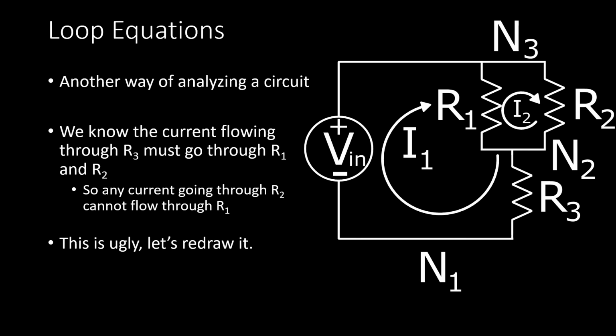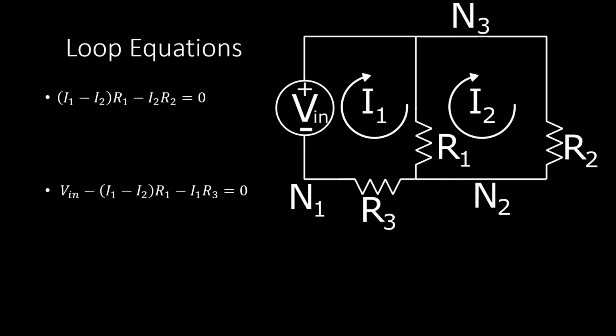This is a little bit ugly as it's drawn now, so let's go ahead and redraw that to make it a little bit prettier. Alright, so now that we have this drawn in a way that's a little bit easier for us to see the individual loops, we can start to analyze the circuit.